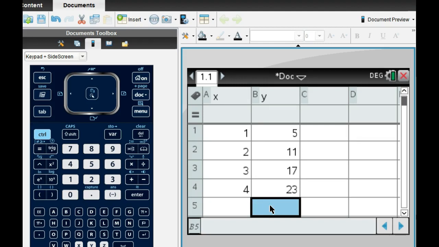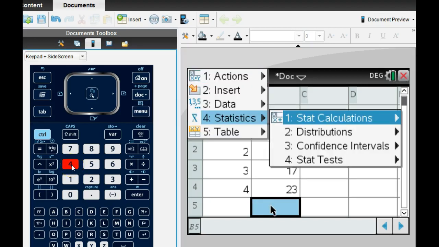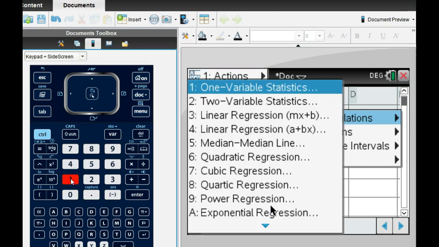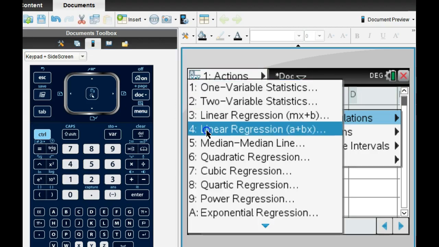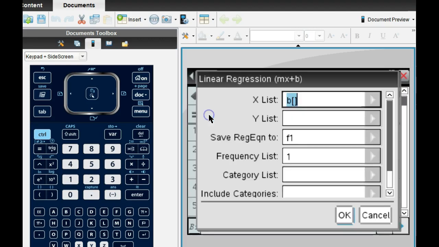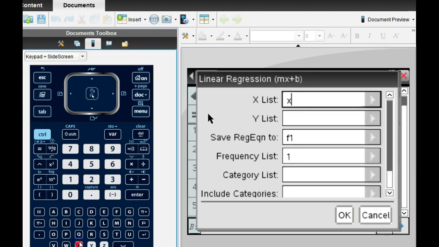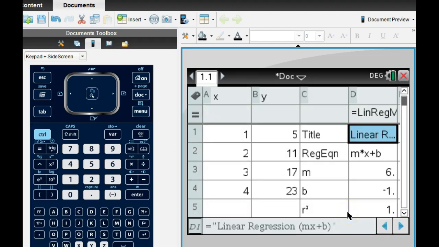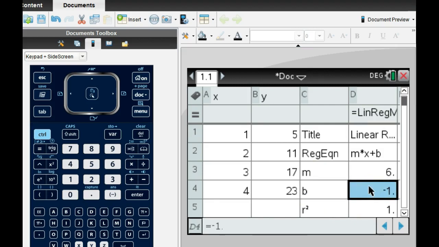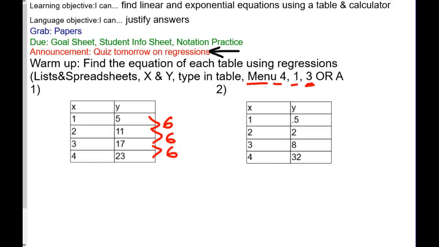Then you press menu. 4 for stats, 1 for stat calculation, 3 is linear regression. Not this one, but this one, mx plus b. Make sure you pick x for x and y for y, otherwise it won't work. When you do that, it'll give you m, it'll give you b, and you can write it as mx plus b. So my equation is y equals 6x minus 1.